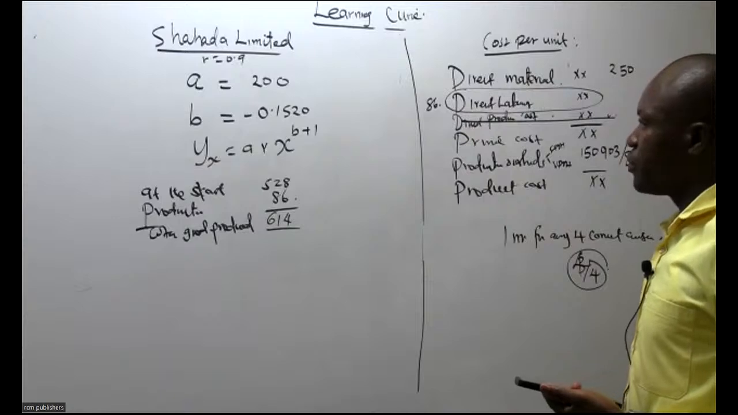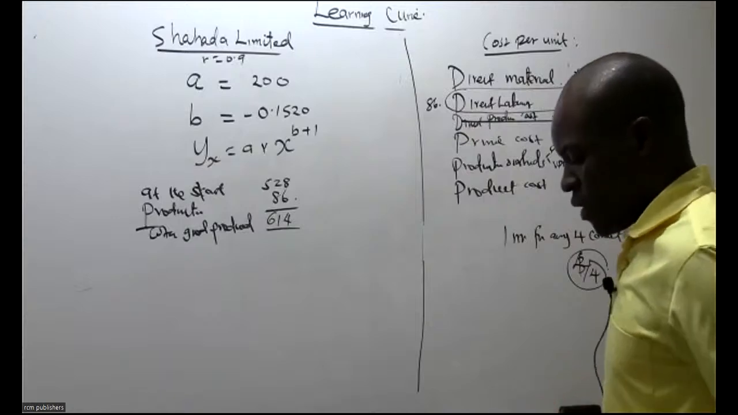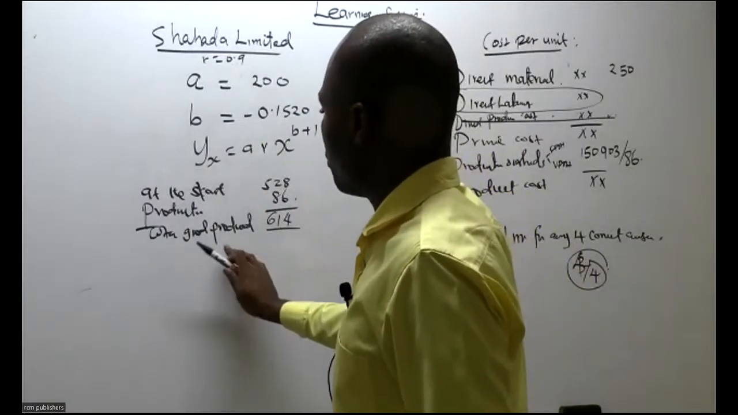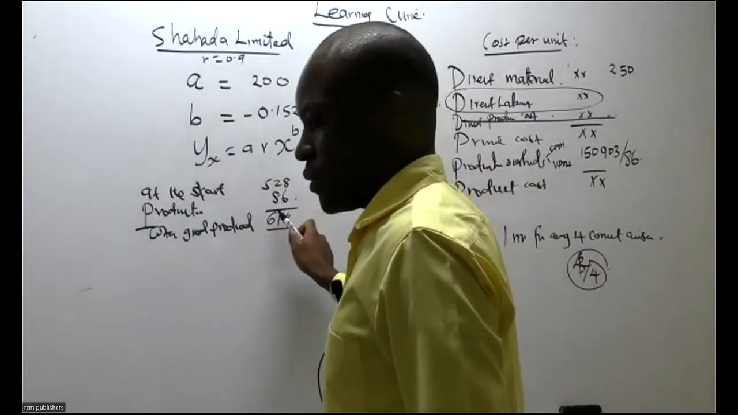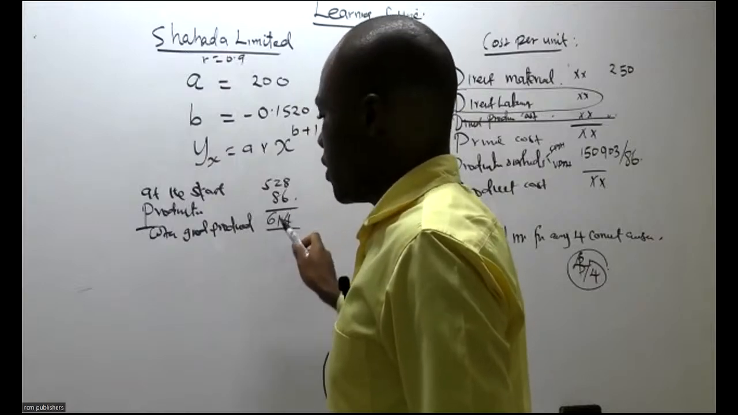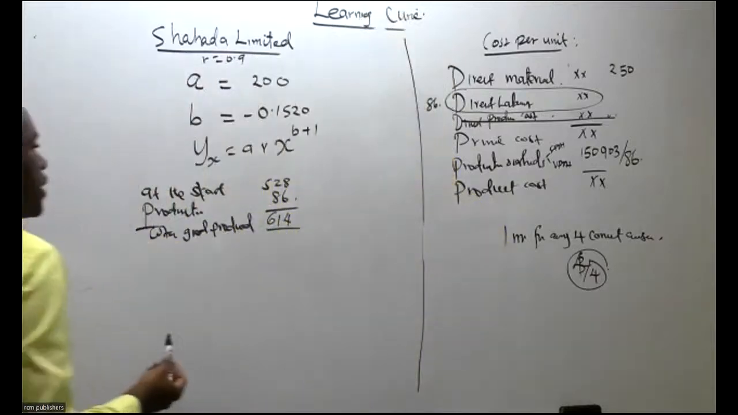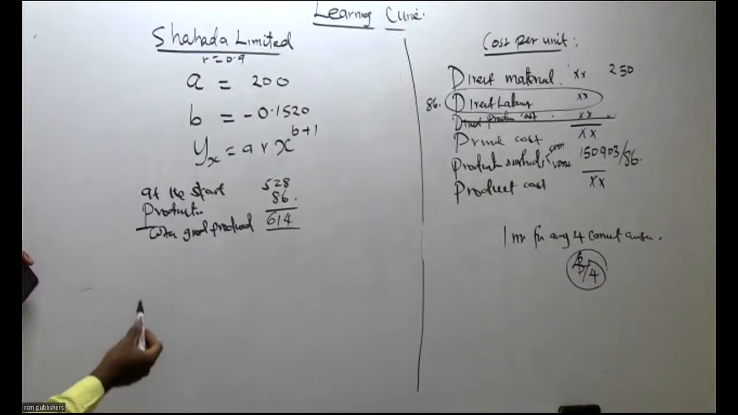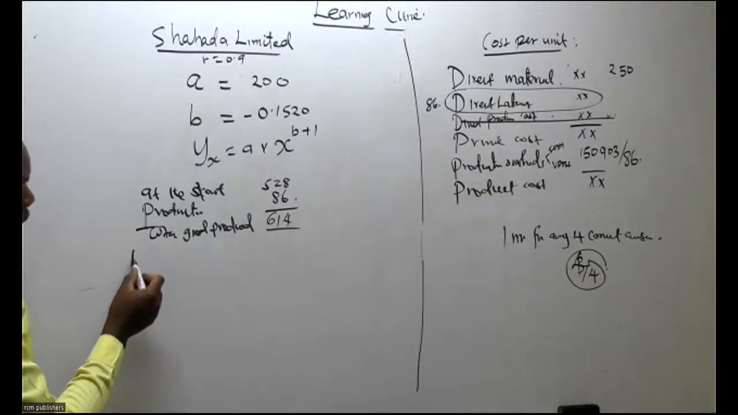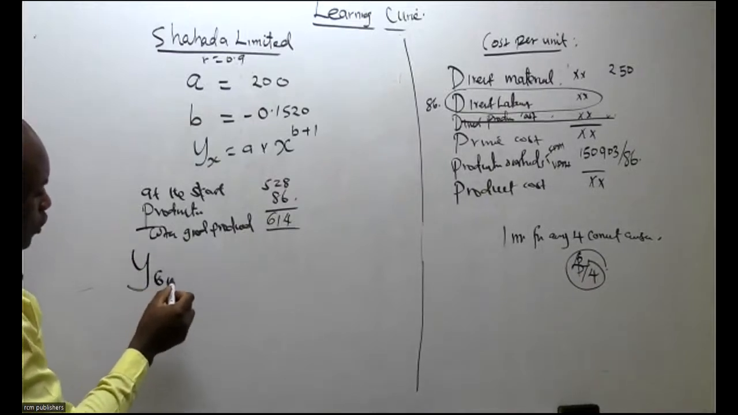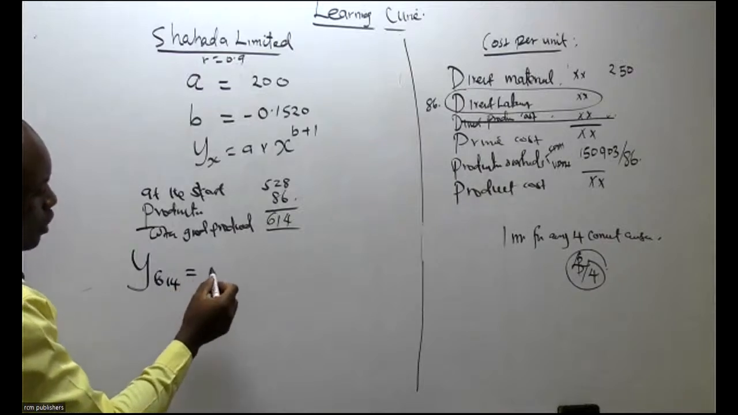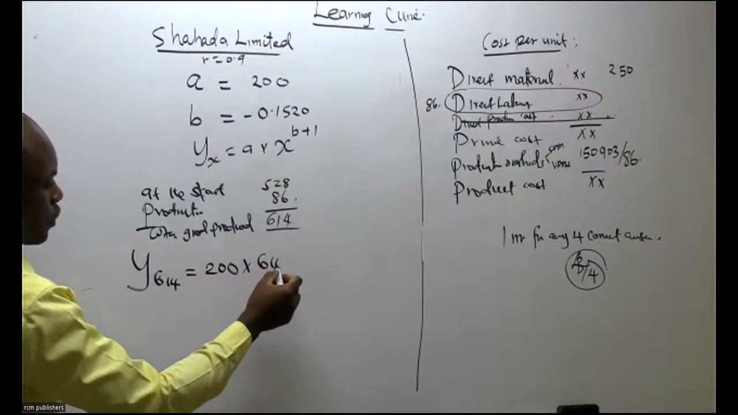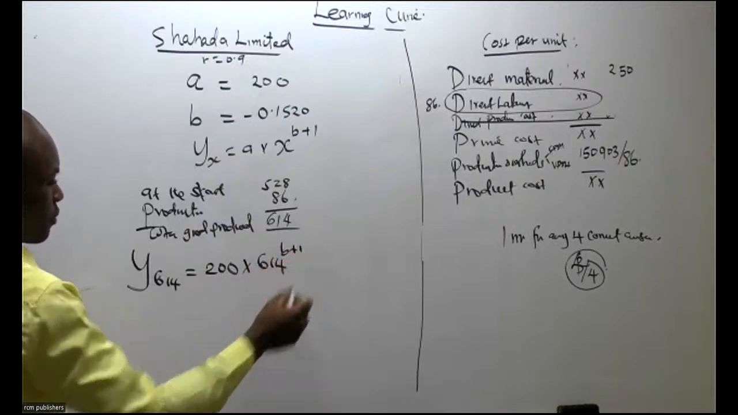So what do we need to do? We need to apply the learning effect to get the time taken to produce the 86 units. How do I get the total time taken to produce 86 units? It will be the time taken to produce the first 614 units, which is the time taken to produce the first unit times 614 raised to power b plus 1.